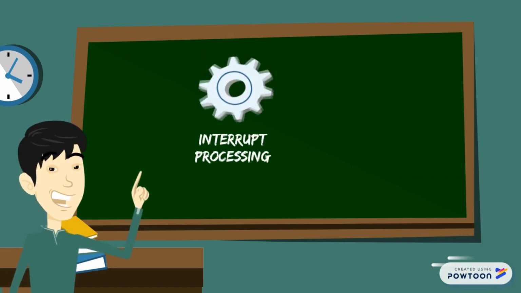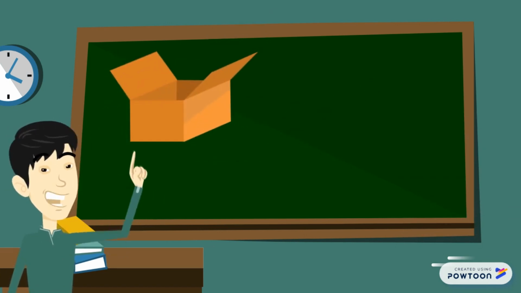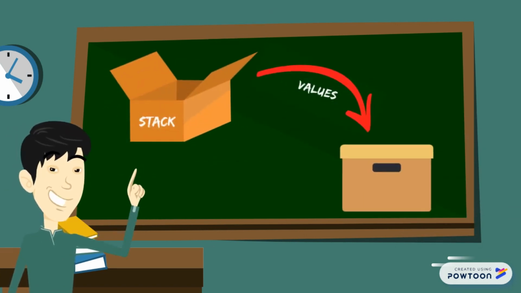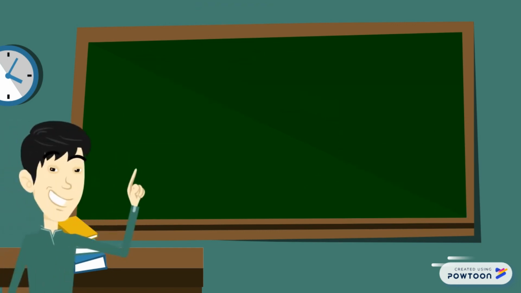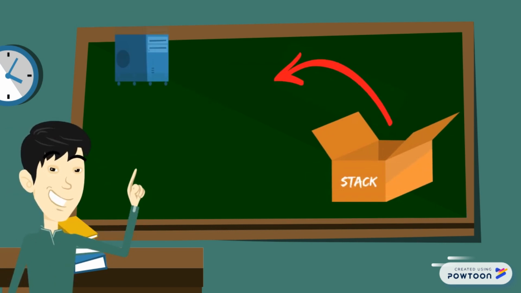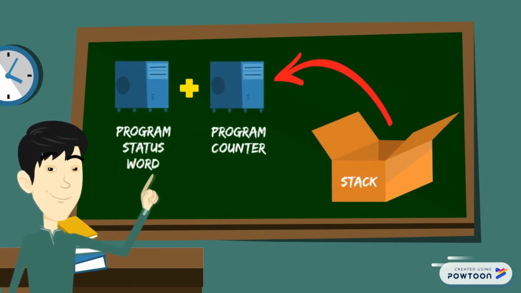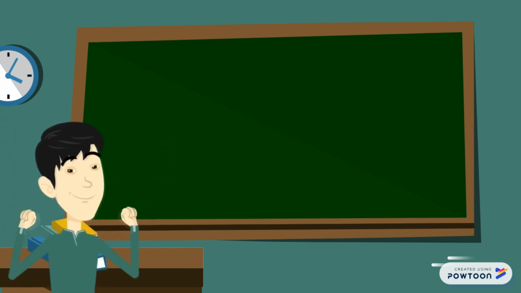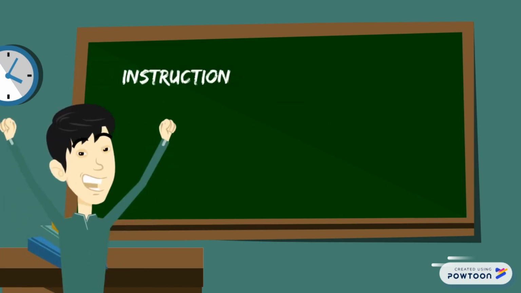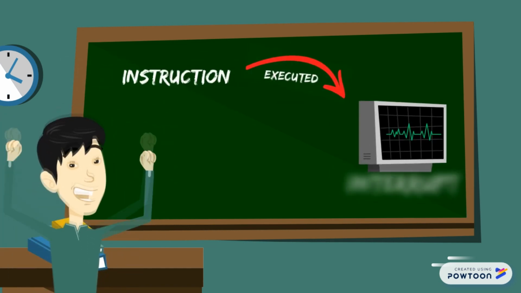When interrupt processing is complete, the saved register values are retrieved from the stack and restored to the registers. The final act is to restore the PSW and program counter values from the stack. As a result, the next instruction to be executed will be from the previously interrupted program.